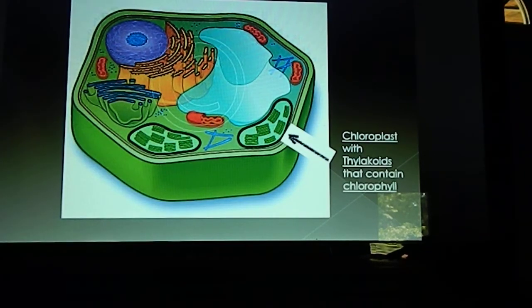So we have a leaf, and inside the leaf we have plant cells, and inside the plant cell we have chloroplasts. These chloroplasts have stacks of little discs called thylakoids, and those thylakoids contain a pigment called chlorophyll. That pigment is what allows them to take the solar energy and convert it into chemical energy.